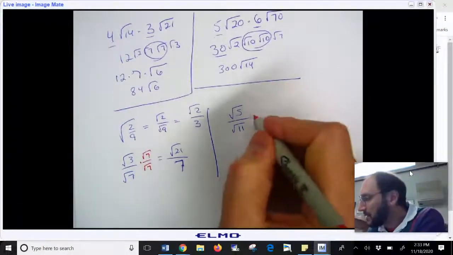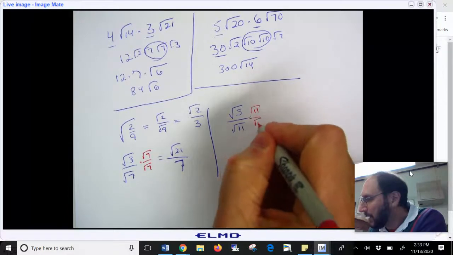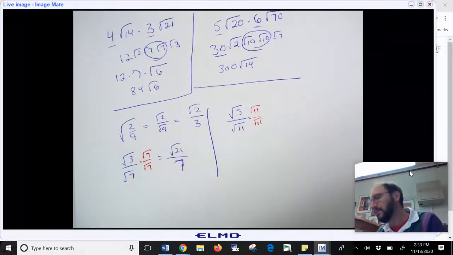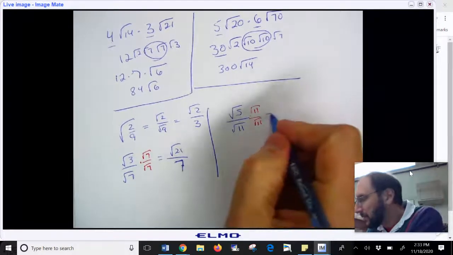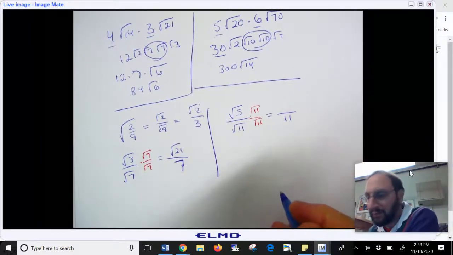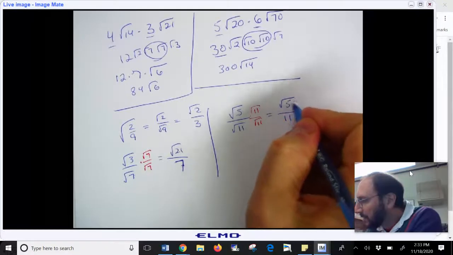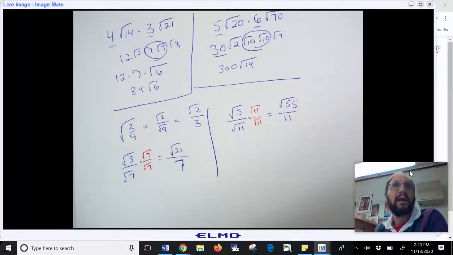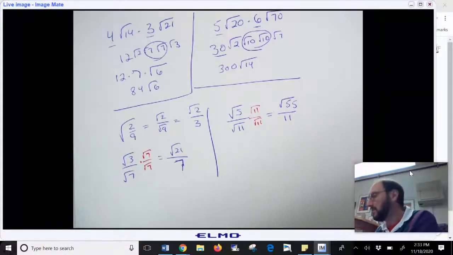So hopefully you paused and you get that you multiply by the square root of 11 over the square root of 11, because that's the magic number that's going to get rid of the denominator having a radical. Square root of 11 times square root of 11 is 11. The numerator is the square root of 55. And that's the way that works.